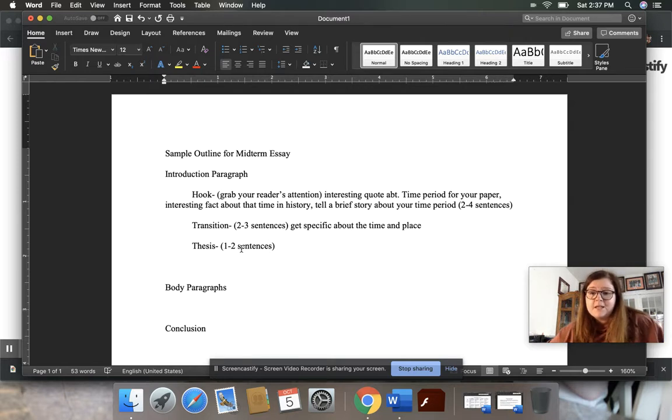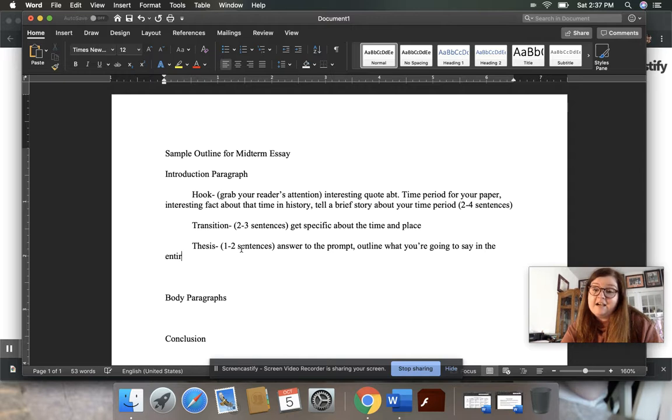It really helps me, and I'll be honest with you, especially when you get people who are inundated with papers. A lot of the time, before I even read your hook and transition, I'm going right to the end of this paragraph to see what your thesis statement is going to be. The purpose of your thesis statement is basically your answer to the prompt. And it should outline what you're going to say in the entire essay.